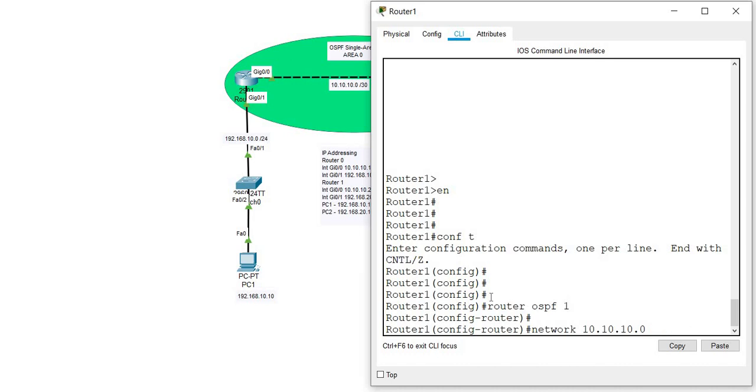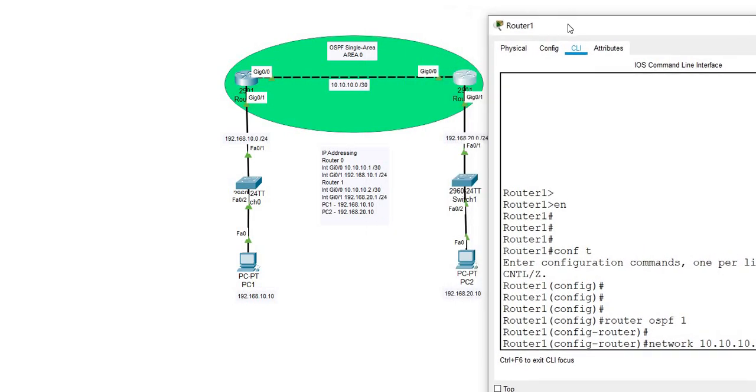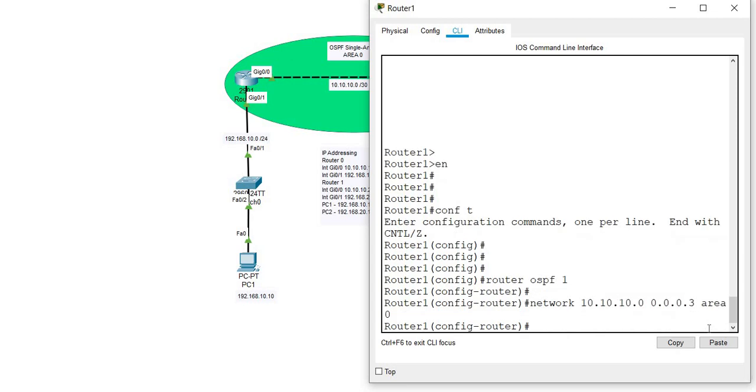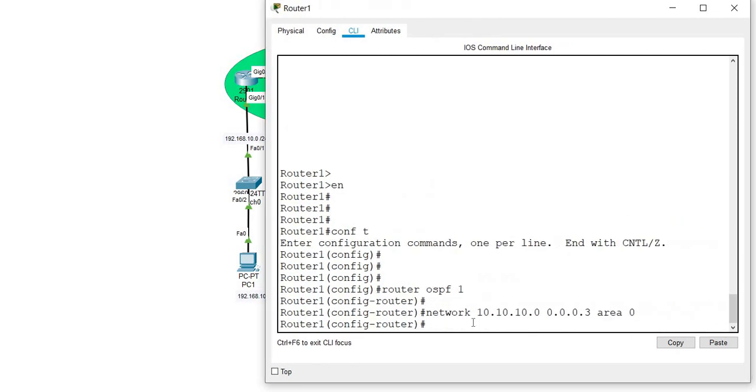Sorry, this is a wildcard mask, so 0.0.0.3. If you notice, this command is exactly the same as I issued on the other router. So this is the command that will actually form the neighbor relationship between these 2 routers. Let's go ahead and put it in area 0, and these routers should now start to communicate and form a relationship with each other.